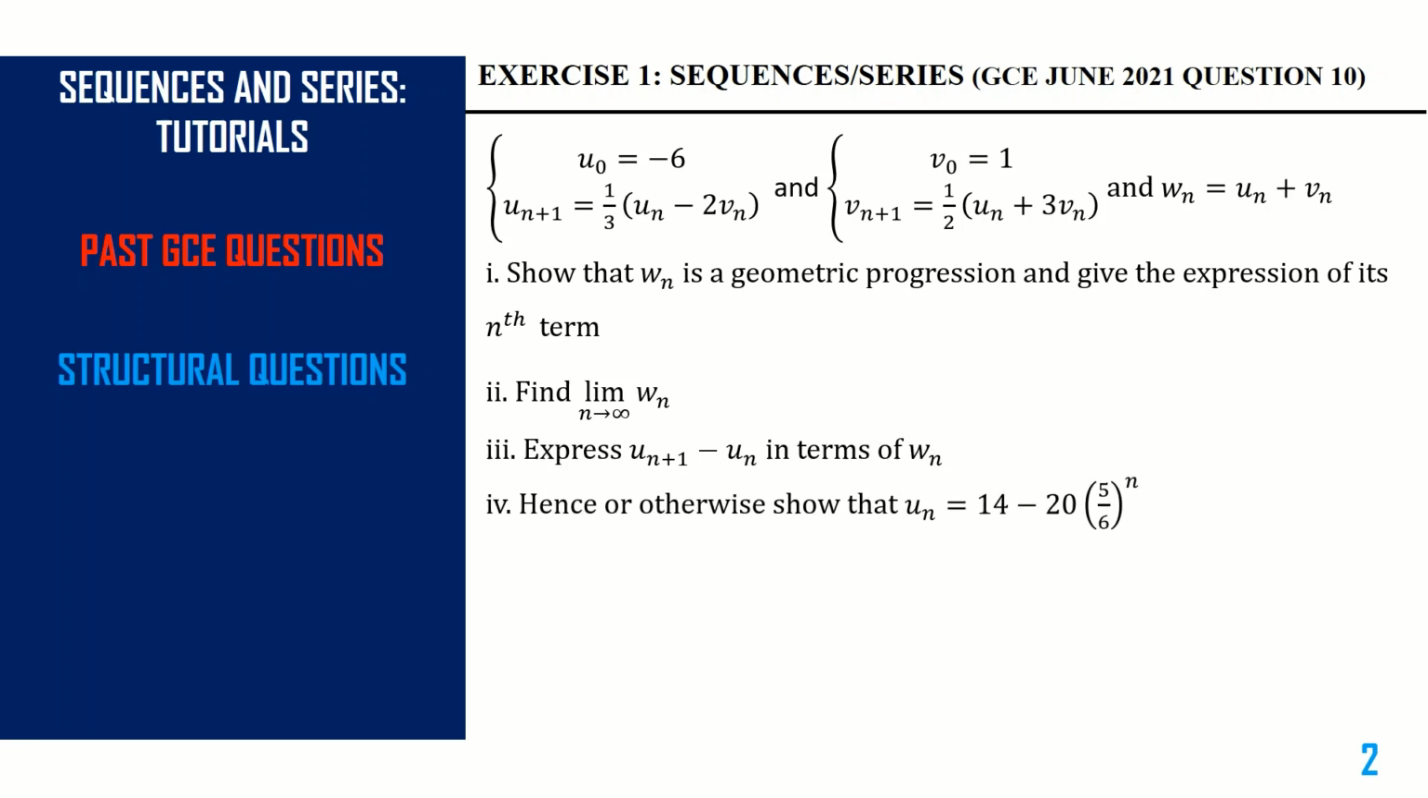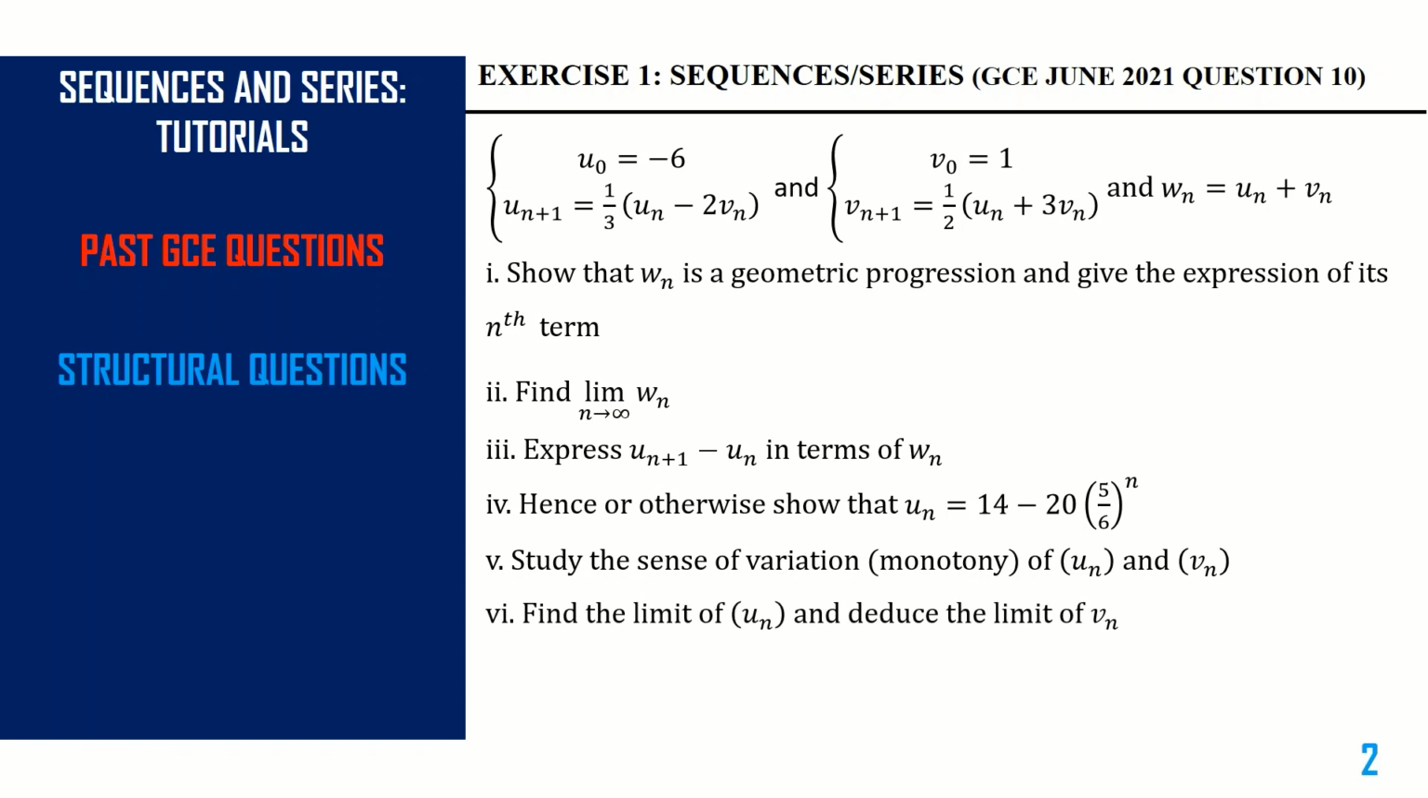Roman 4 says, hence or otherwise, show that un is equal to 14 minus 20 times (5/6) raised to the power n. Roman 5 is asking us to study the sense of variation, that is the monotony, of the sequences un and vn. Roman 6 is asking us to find the limit of un and deduce the limit of vn. And Roman 7 is asking us to evaluate the sum from n equals 1 to infinity of un minus 14.